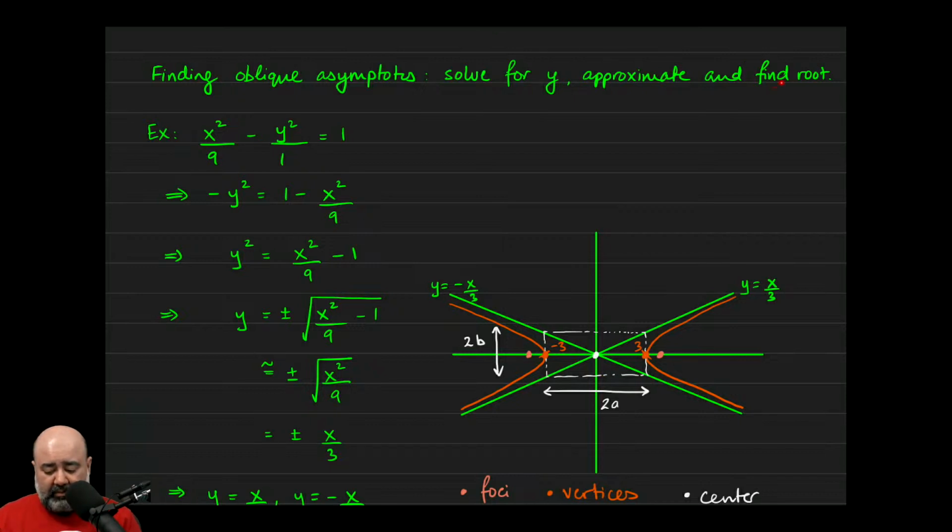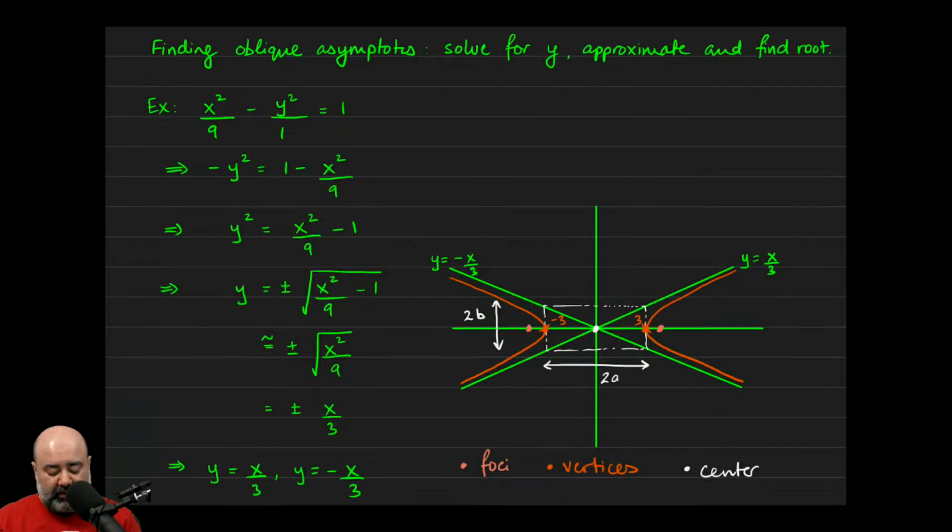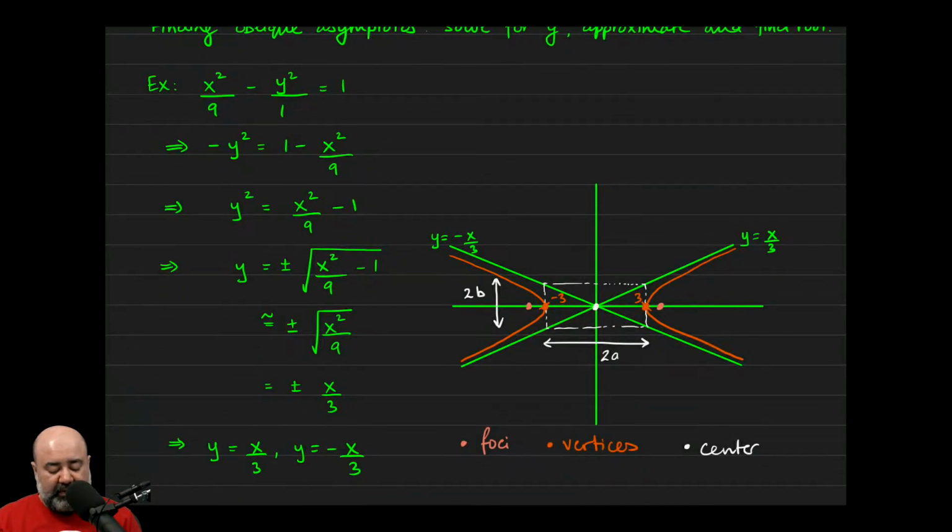And now this last part comes in. So find the root. What that means is the square root of x squared will just be x. The square root of 9 will be 3. We have plus or minus because we're using the square root property. So this means that there are going to be two oblique asymptotes that the function has to respect. Y equals x over 3, positive x over 3. And then the second equation will be y equals negative x over 3.